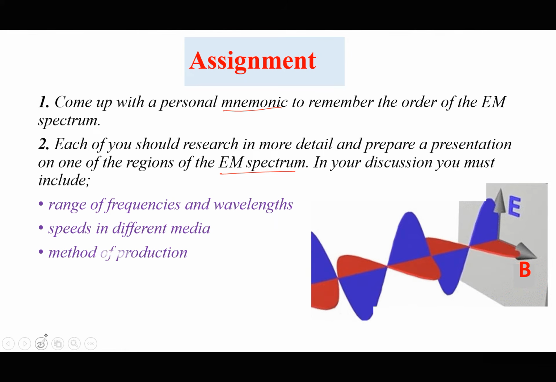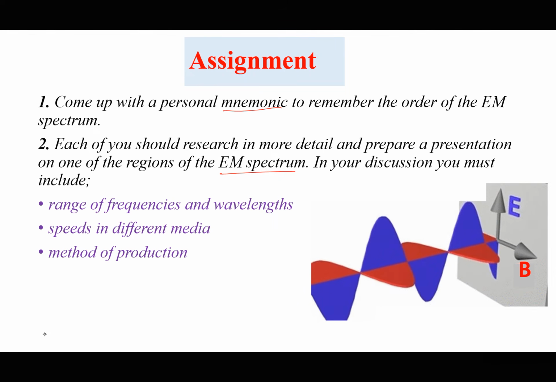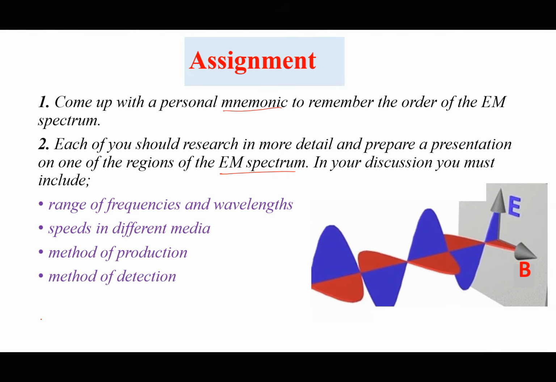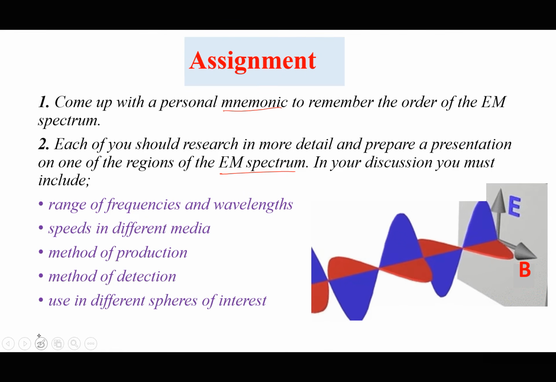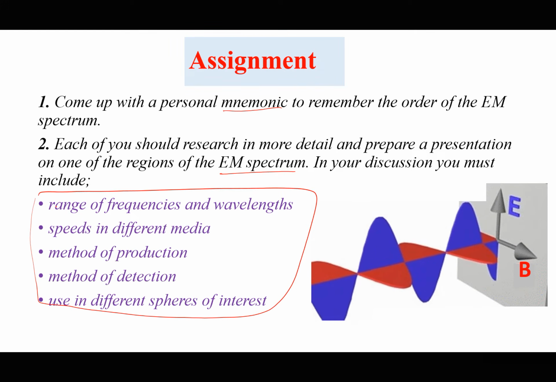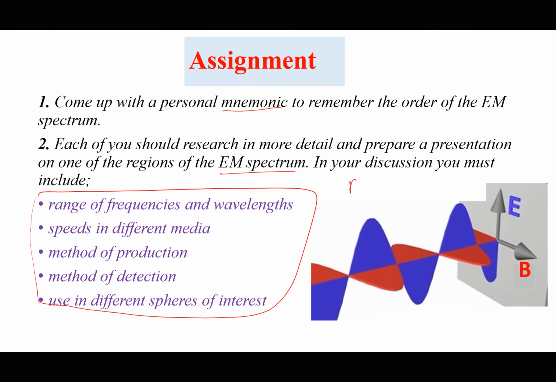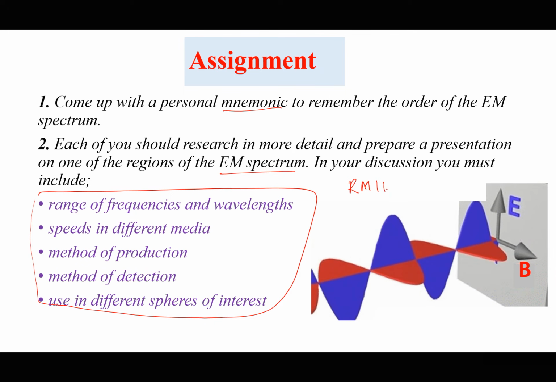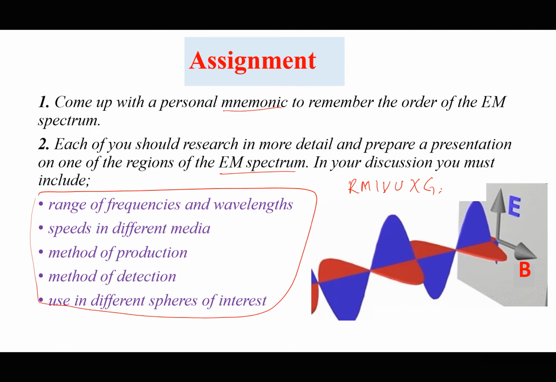You can include the method of production, how they are produced. You can include how they are detected. And you can also include the use in different spheres of interest. So this can be part of your research work. You try to look at each of the 7 regions ranging from Reed's mother is visiting Uncle Xavier's garden. You can try to carry out that research.